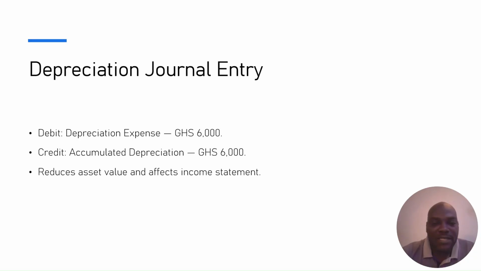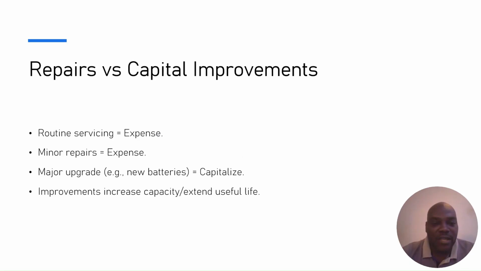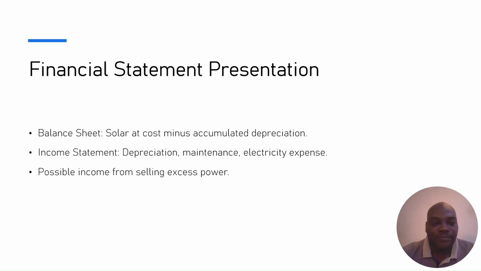If we are going to pass the depreciation on a monthly basis, then this 6,000 will have to be divided by the 12 months. So 6,000 divided by 12 will give us 500 per month, and this will be passed as depreciation in the account by debiting the depreciation expense account by 500 and then crediting the accumulated depreciation by 500 every month.